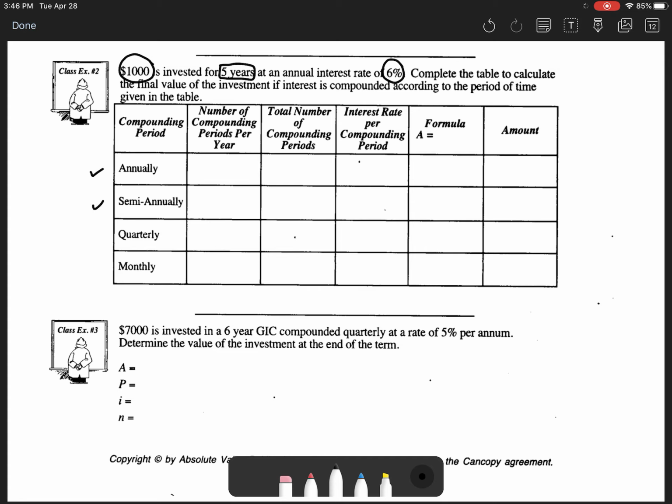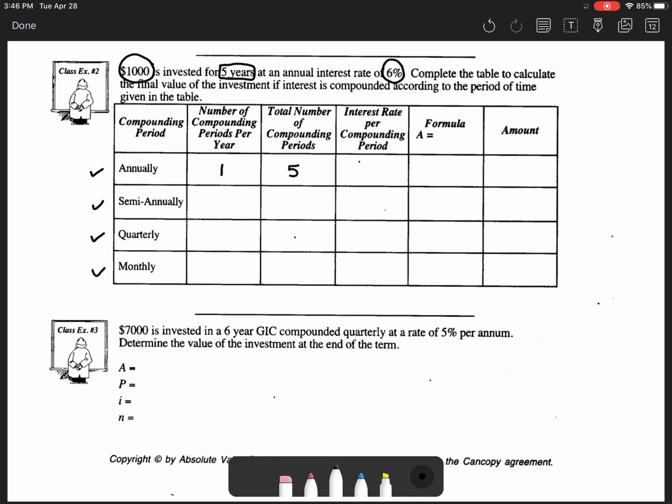Complete the table to calculate the final investment if the interest is compounded, which means you're calculating it, to the period of time given in the table. And you can see we have annually, which means once a year, semi-annually, twice a year, or every 6 months, quarterly, 4 times a year, or every 3 months, and then monthly, 12 times a year, or every month. So that's going to determine I and N. That's going to change those values.